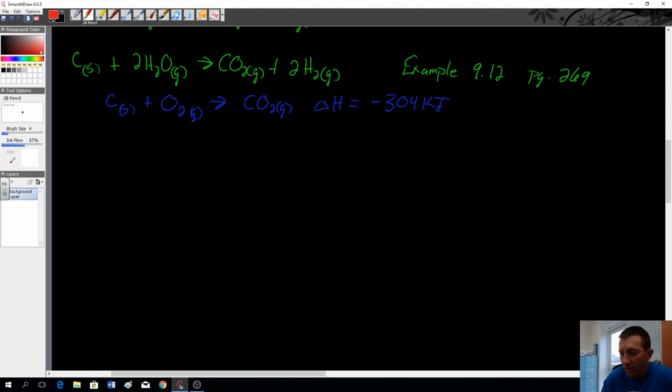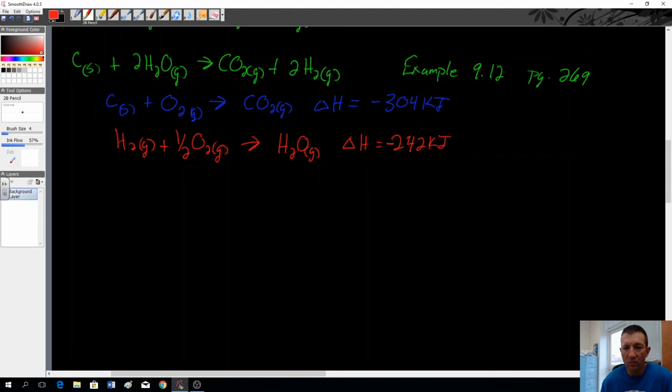Our next equation is H2 gas, the same one I just wrote above, plus 1/2 O2 gas goes to make H2O gas, and the delta H for that equals a negative 242 kilojoules. Now we're going to add these two equations together to find out what the delta H is for that.